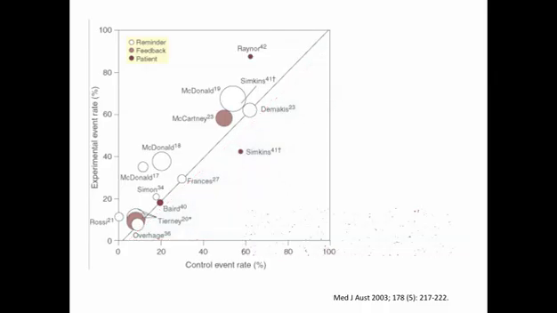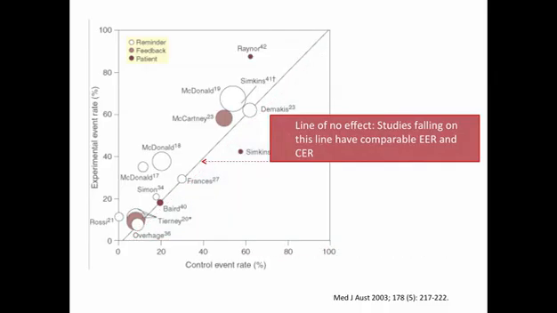Line of no effect. Studies falling on this line will have comparable EER and CER. In other words, studies falling on this line will have a relative risk value close to 1.